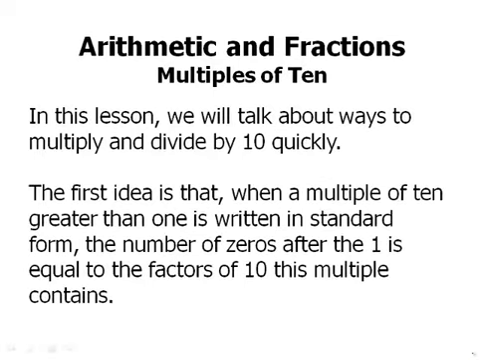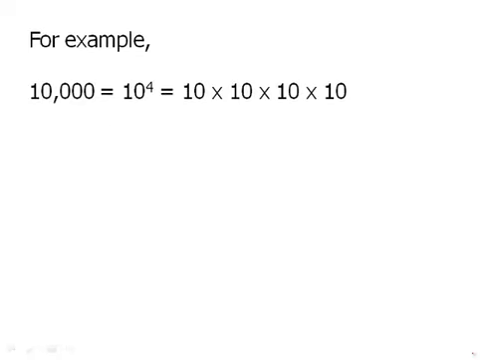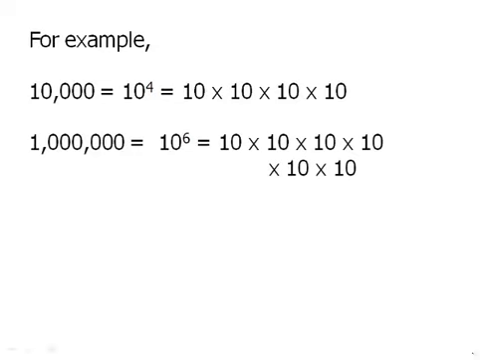The first idea is that when a multiple of 10 greater than 1 is written in standard form, the number of zeros after the 1 is equal to the factors of 10 in this multiple. So for example, 10,000, that has 4 zeros, so that's 10 to the 4th, or 4 factors of 10. 1 million has 6 zeros, so that's 10 to the 6th, or 6 factors of 10.